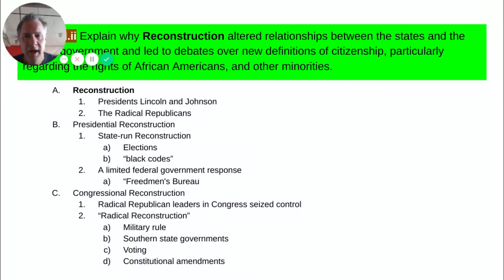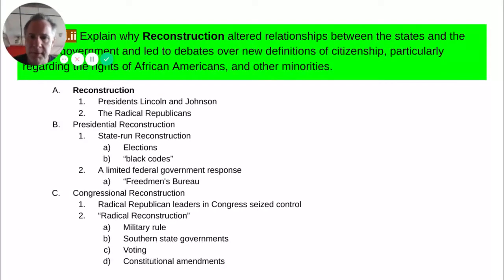And both Lincoln and Johnson are pushing for a quick end to the war and a quick restoration of the South. If you remember in his first inaugural, Lincoln said, "with malice towards none and charity towards all." That was his goal for bringing the country back together as quickly and as peaceably as possible.